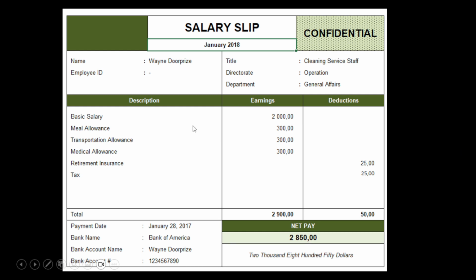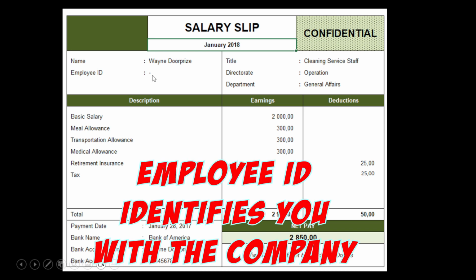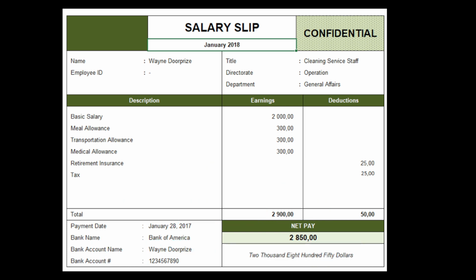I hope you're still with me. Yeah, salary slip. What month are we looking at? We're looking at January 2018. What is the name of the employee? It's Wayne, right? Door prize. He is part of the cleaning service staff. We see the department is general affairs. We're not given an employee ID. Now, this is important because this number over here identifies you with the company. It's your specific number that's been given to you that identifies you with the company.